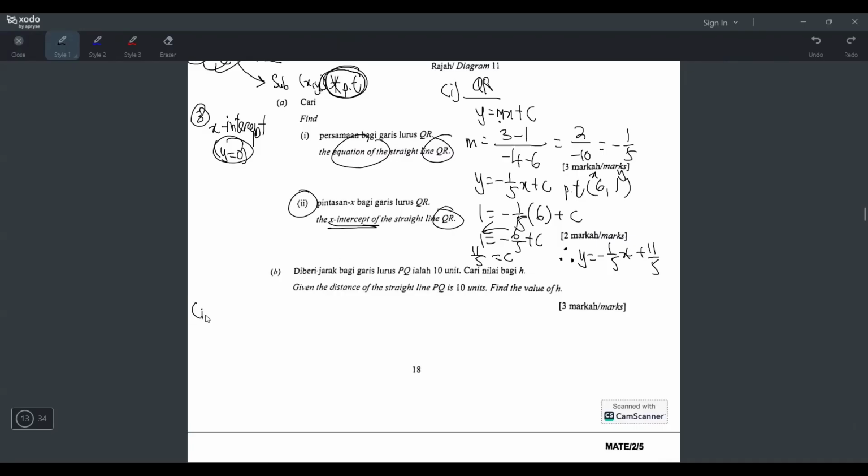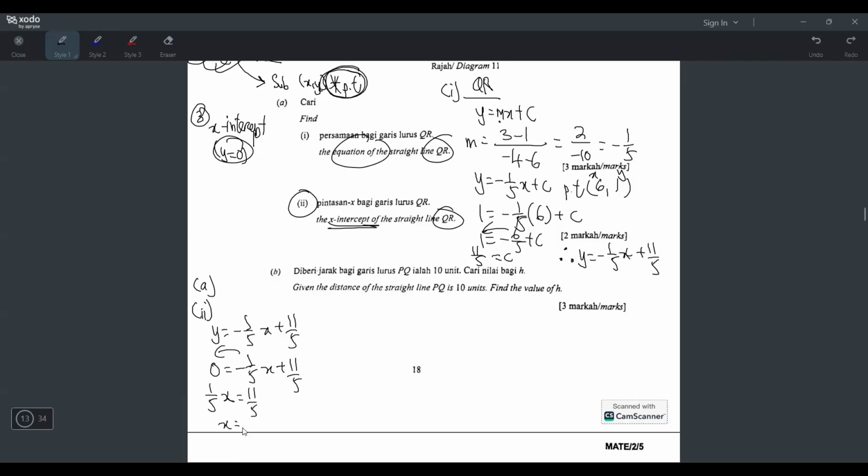Okay, so number 2, I'll do it here. I already have my QR full equation. y equals negative 1 over 5 x plus 11 over 5. Now I want to find the x-intercept. I just sub y as 0. So now it looks like this. Now how to find x? You can bring this over, make it positive first, equals 11 over 5.